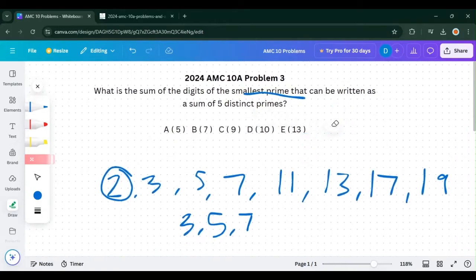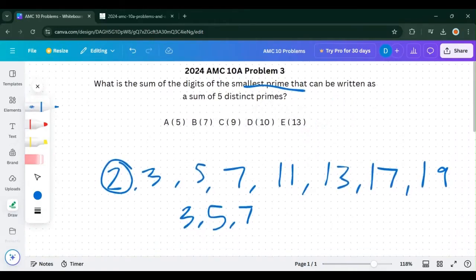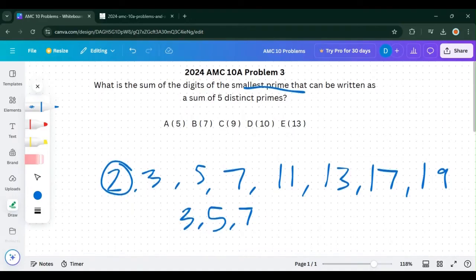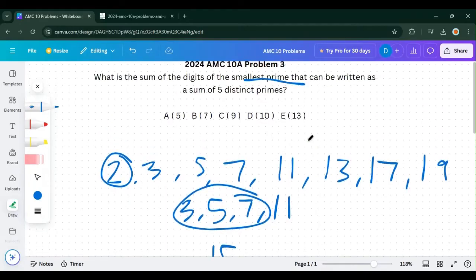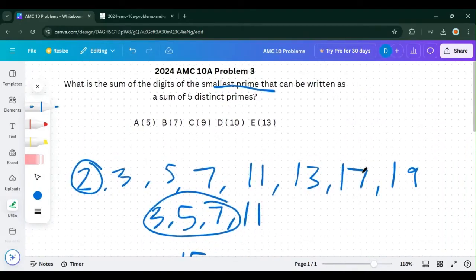Okay, so we have 3, 5, 7, and 11 first of all. And the reason why we already know that these 3 prime numbers are basically guaranteed to be included in the list is because we're trying to find the smallest. And obviously, the test is probably not that cruel to make you include larger prime numbers. So we have 3, 5, and 7 already included in the list, and that's equal to 15.